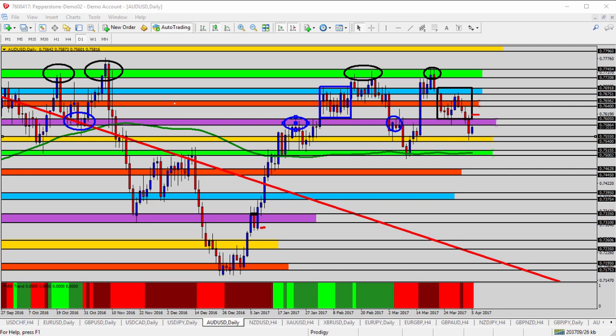Starting here on the daily time frame, I really just want to focus in on the purple shaded area towards the top of the chart. Along that purple zone, you can see I have some blue circles. You can see a blue circle here, resistance. You can see a blue circle here, resistance. And even on the far left-hand side of the chart, the blue circles show support around that purple shaded area.